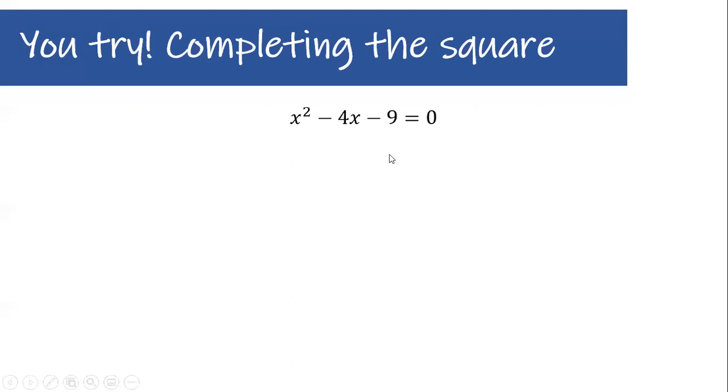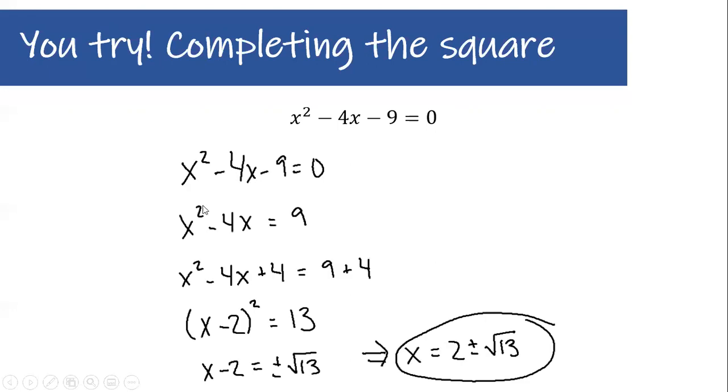Okay, so the first thing you're going to need to do is move that 9 over because you see that this is not a perfect square. So we say x squared minus 4x equals 9. And then we need to add half of this squared. So half of 4 or half of negative 4, 2 or negative 2, doesn't matter because you're going to square it. So you're going to add 4 because 2 squared is 4 to both sides.